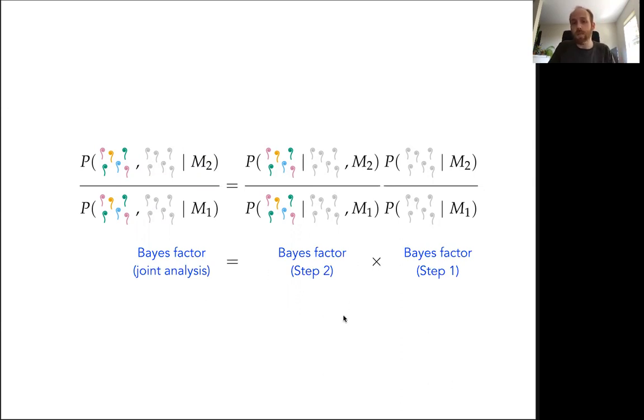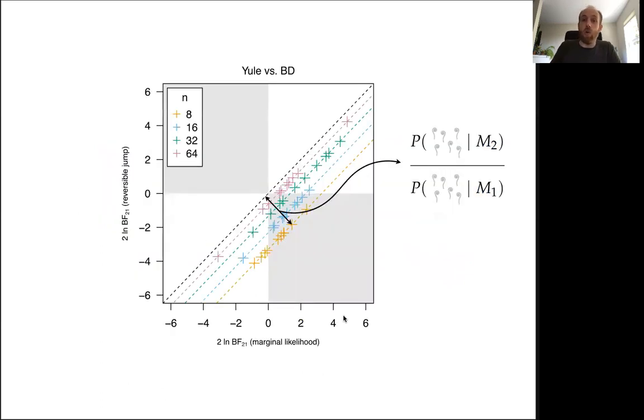So if I sit down and I do a joint analysis, but in reality, for some reason, I end up doing sequential analysis, my marginal likelihoods are going to be off by this ratio, the ratio of the marginal likelihoods of the samples. So if I return to the Yule and birth-death simulations, what I see is that if I compute that ratio, it perfectly explains what we observe about the discrepancy between these two approaches.